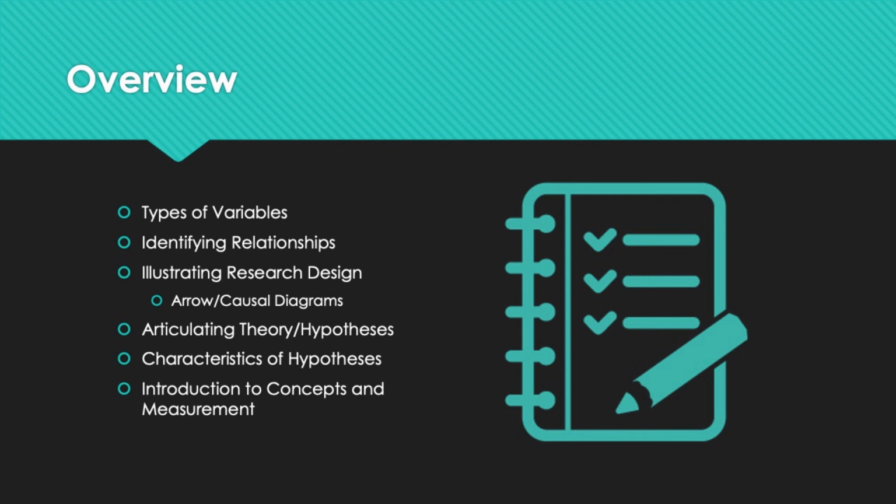Just a quick recap. Today we talked about different types of variables, identifying relationships, how to use causal arrow diagrams to understand how our variables are related with each other. We talked about how to articulate theories and hypotheses, the characteristics of good hypotheses, and finally a brief introduction into concepts and measurements.